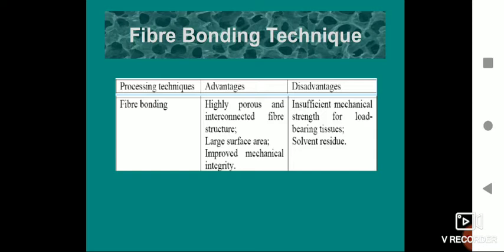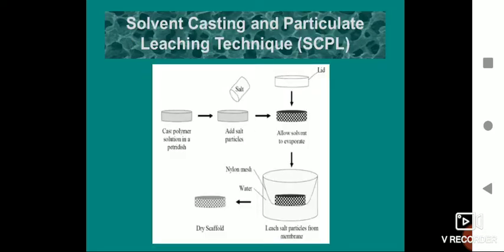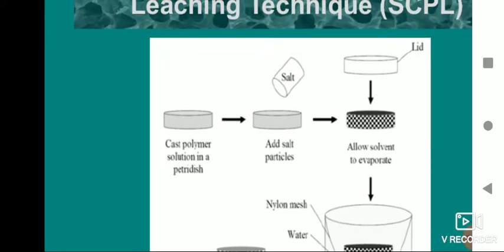This kind of scaffold preparation method cannot be used for tissues like bone or cartilage. Okay, then the next method is solvent casting and particulate leaching technique, SCPL technique. Now it's a very simple method.